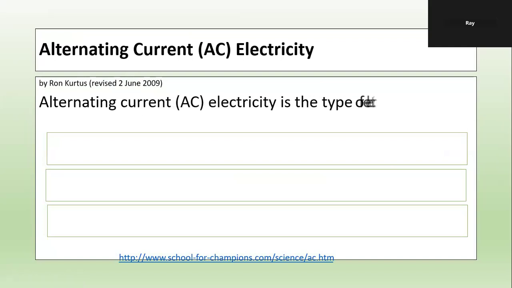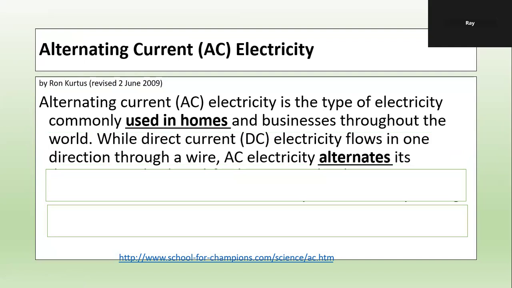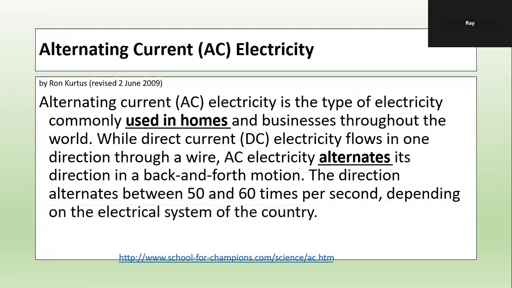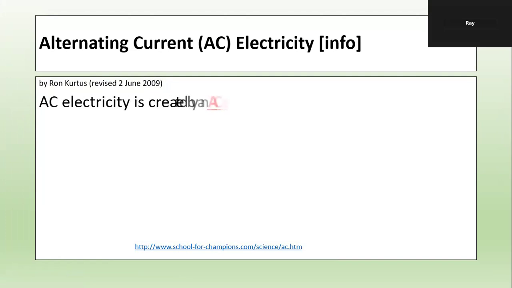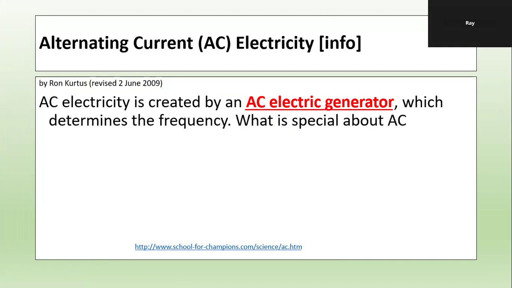Alternating current electricity is the type of electricity commonly used in homes and businesses throughout the world. While direct current electricity flows in one direction through a wire, AC electricity alternates its direction in a back and forth motion. The direction alternates between 50 to 60 times per second. Malaysia is 50 hertz, depending on the electrical system of the country. Different countries have different systems. AC electricity is created by an AC electric generator, which determines the frequency.